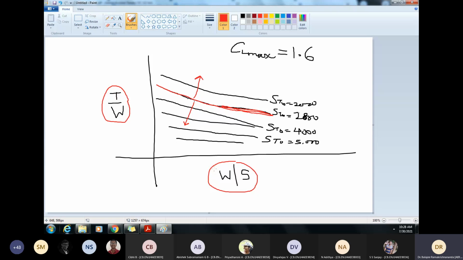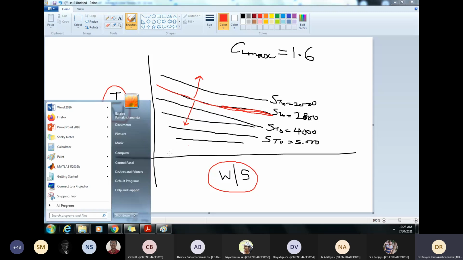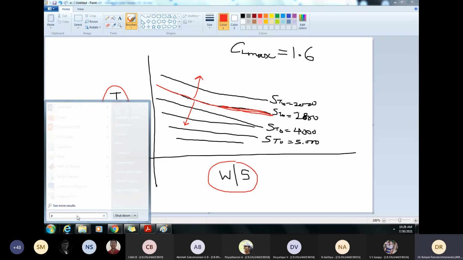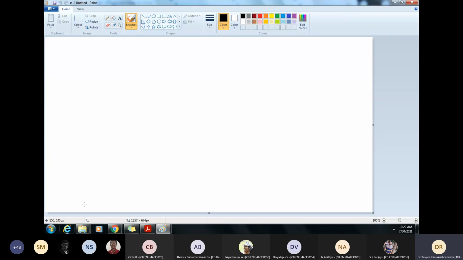Some people, the S TO may be fixed. They can make the same graph with CL max. So they will have some other graph like this. So this is for people for whom takeoff distance is not specified. You can choose the CL max and do that. If takeoff distance is specified, for example, you can actually make both the graphs.